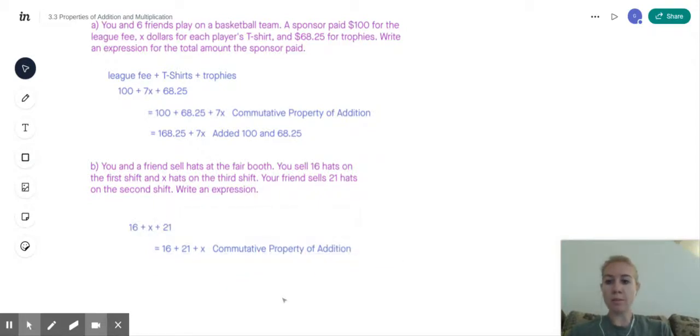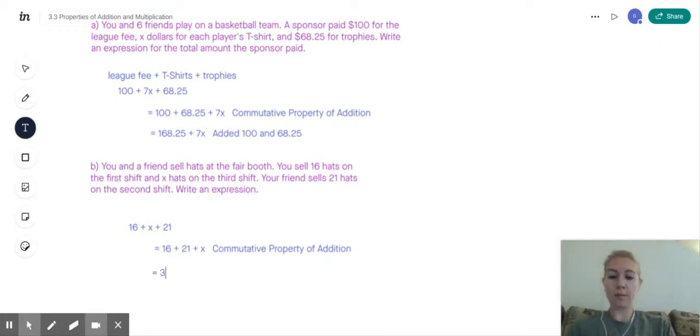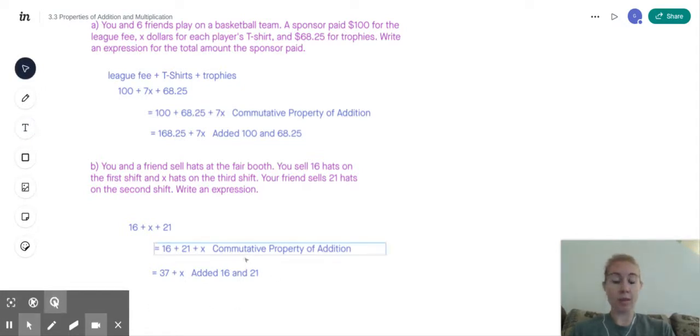And we can continue to solve a little bit. We can add 16 and 21. I know that equals 37. And we can't forget about that X, right, because we don't know how many hats you sold on the third shift, but X hats. And there we go. And what did we do there? We added 16 and 21. All right, so making sure that we always state which property that we used. Remember, commutative changes the order of the numbers and variables, and associative changes the grouping, or where the parentheses are in the expression.